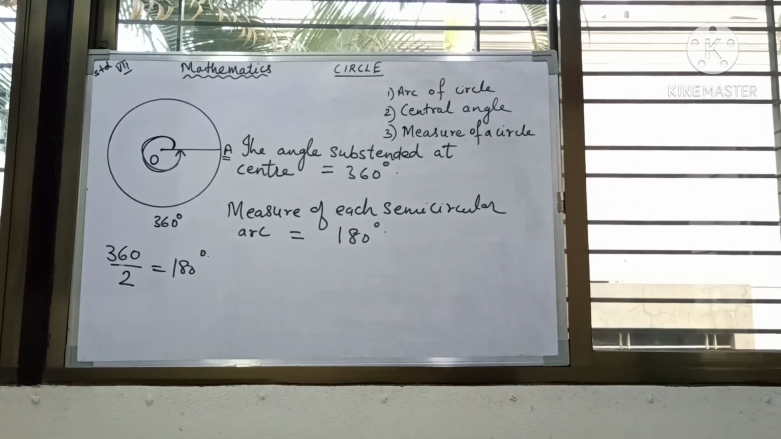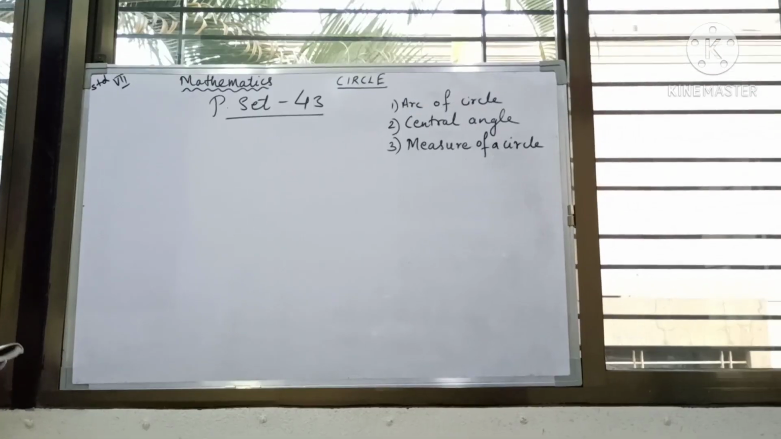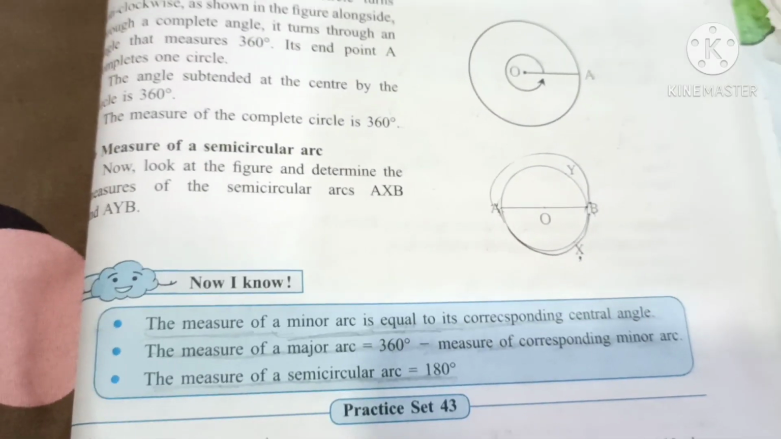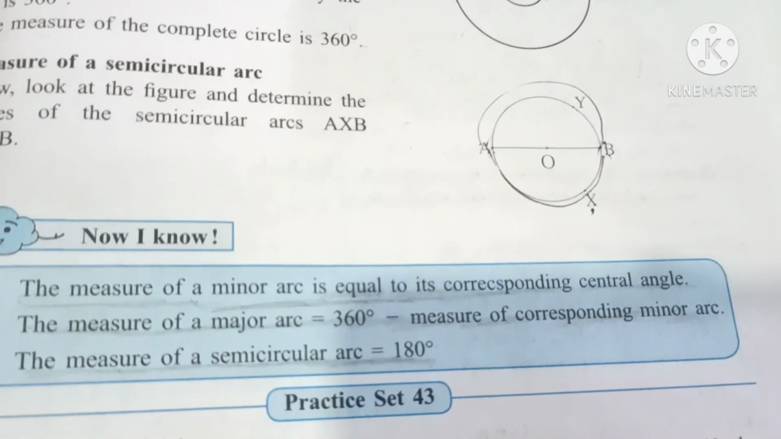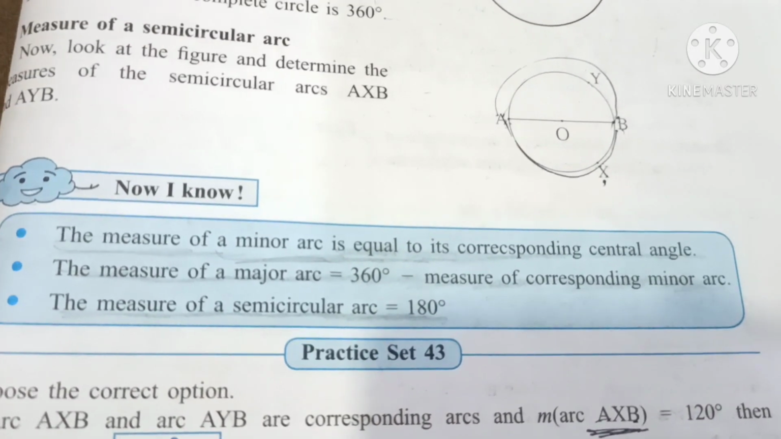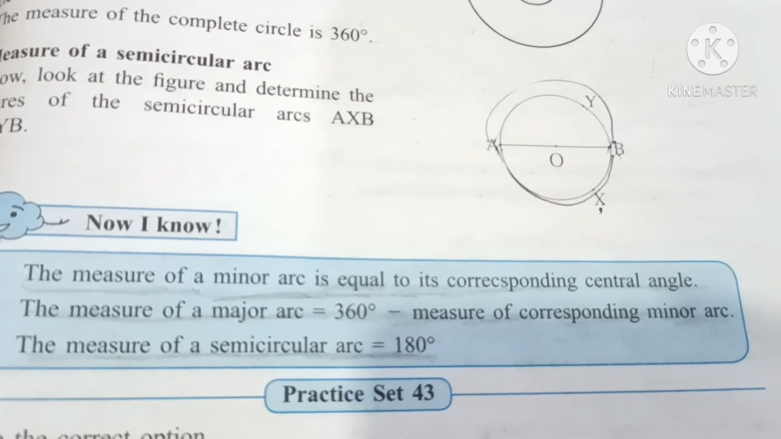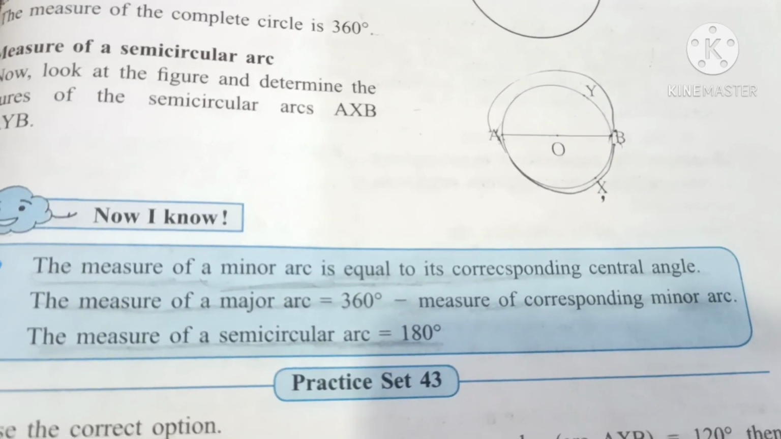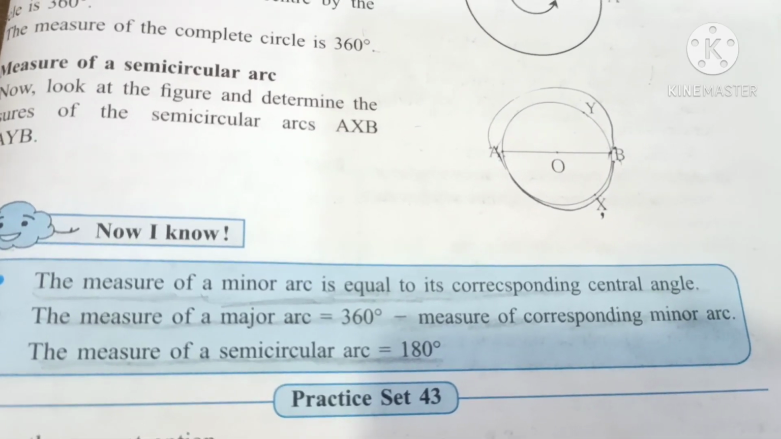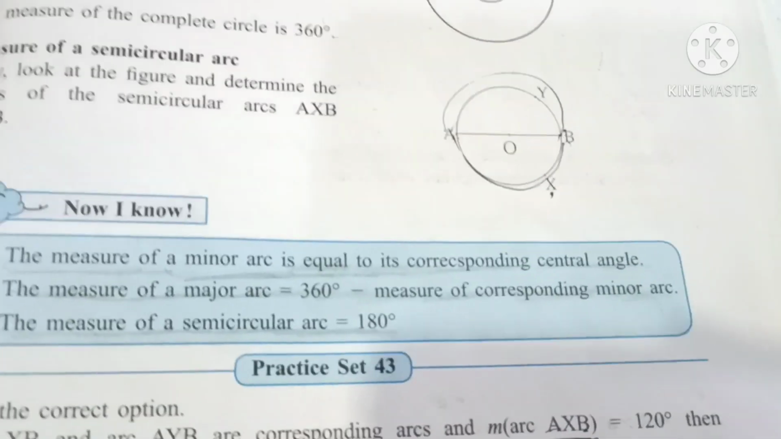Now we will solve the sums from the exercise. Today we have learned measure of the minor arc is equal to its corresponding central angle. Measure of the major arc is equal to 360 degrees minus measure of the corresponding minor arc. Measure of the semicircular arc is equal to 180 degrees. Practice set 43. The first example.